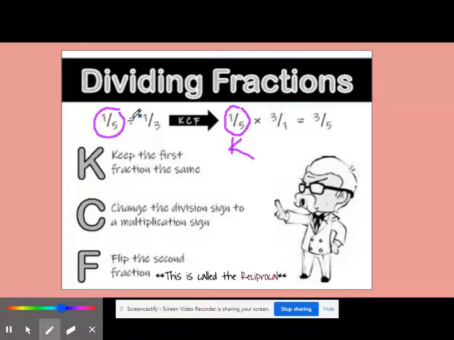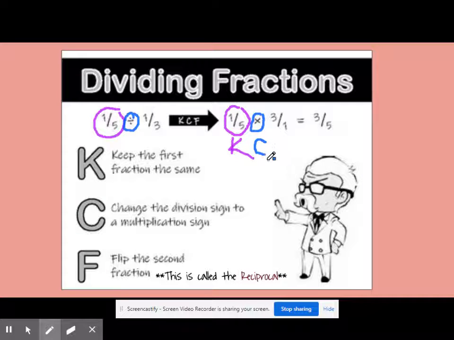Then you want to change this division sign into a multiplication sign. So that's what you changed. And then you want to flip. You take your second fraction and you're going to flip it upside down. That is also called finding the reciprocal. Your homework's going to ask you about reciprocal. It's when you flip a fraction.